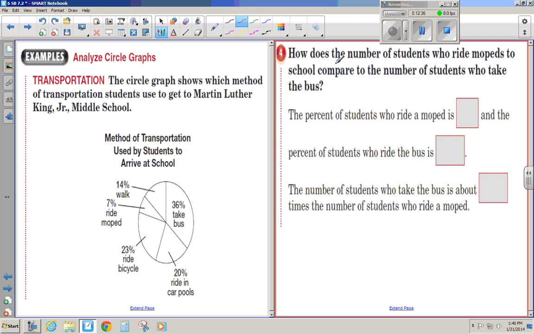How does the number of students who ride mopeds to school compare to the number of students who take the bus? The percent of students who ride a moped is 7%. And the percent of students who ride the bus is 36%. So when you're looking at those two numbers, you could say a lot of different things, but 7 times 5 is 35. So that means the number of students who take the bus is about 5 times the number of students who ride a moped.